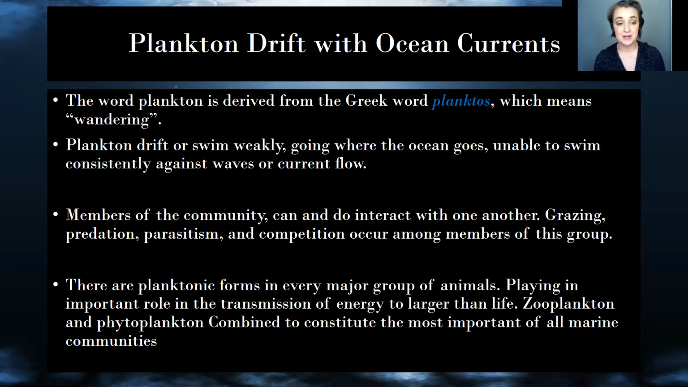And this is going to be important because, again, these are going to be one of the most true to transmission of energy. They're going to be at the very bottom of that food chain. This is going to constitute really the most important of all of our marine lives coming out of that zooplankton and that phytoplankton categories of life. So make sure you know those two, zooplankton and phytoplankton, are your most important of all of our marine communities because they are going to be the base of all aquatic food chains.